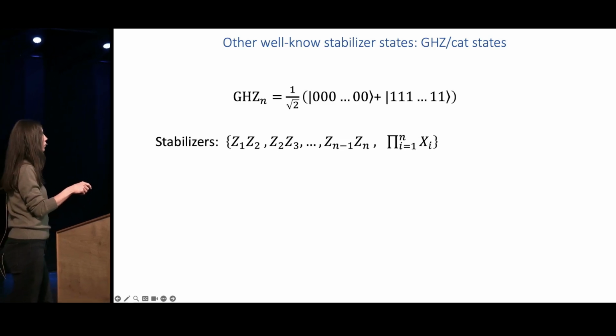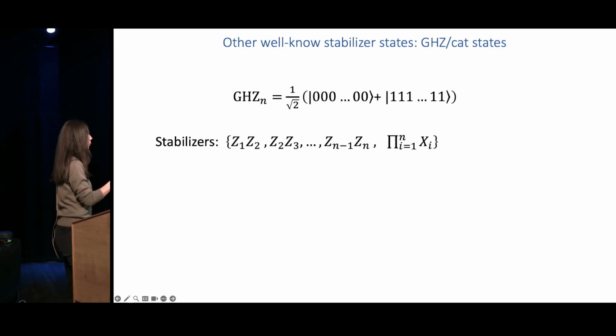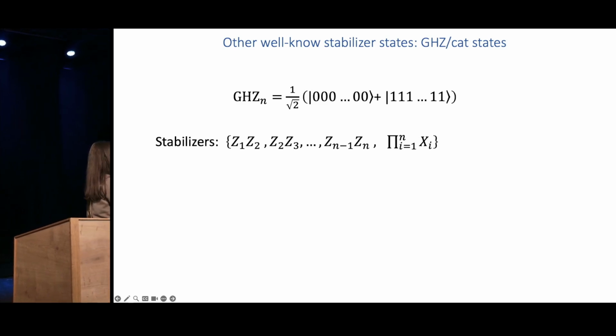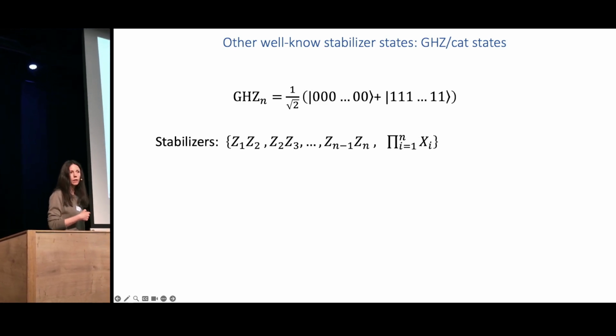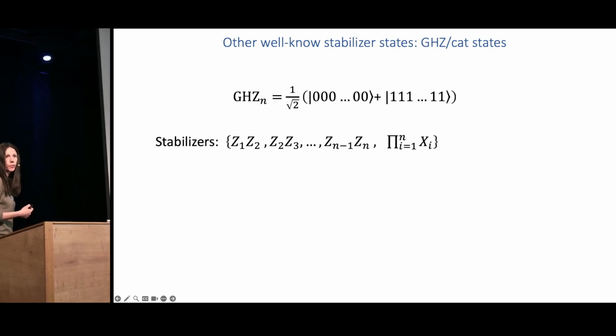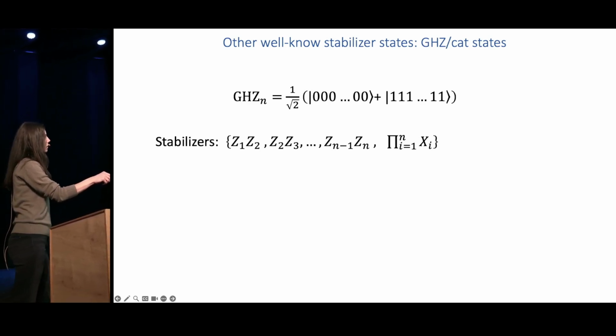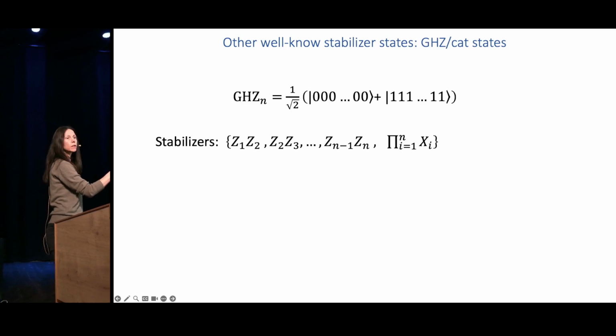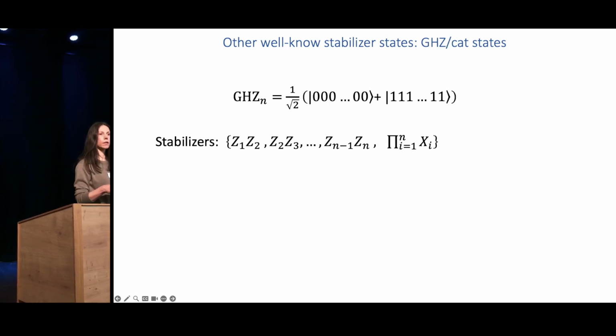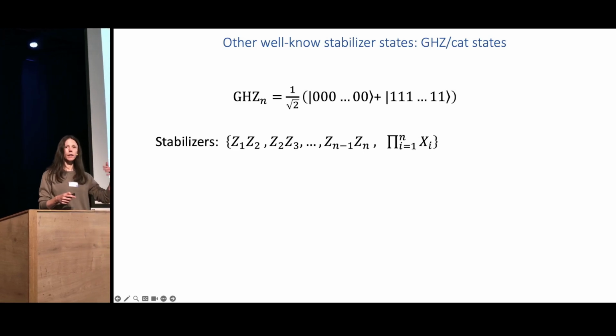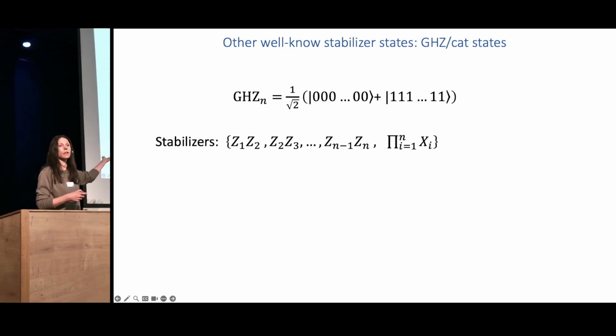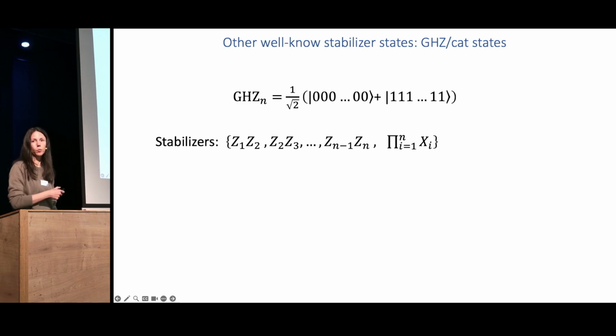And of course the product also automatically has to be a stabilizer. But you can also check we get new stabilizers, right? So this is a generating set. Now, I'm applying X on all the qubits. And similarly to the Bell state I showed you in the previous slide, I see that this is an eigenstate of this operator.